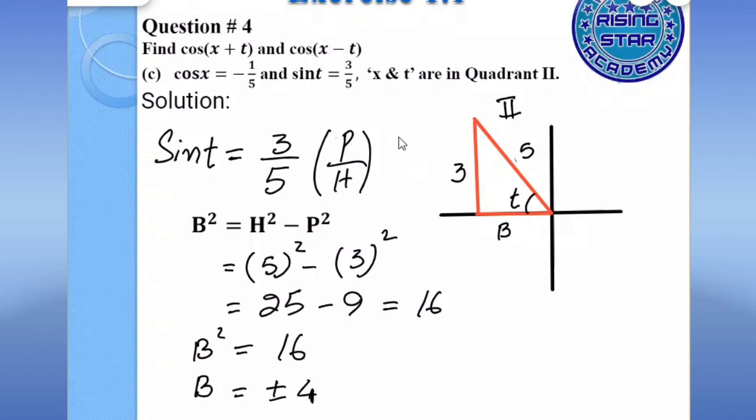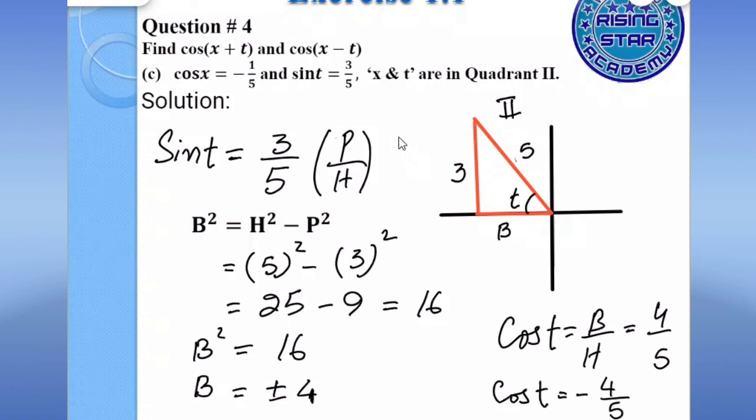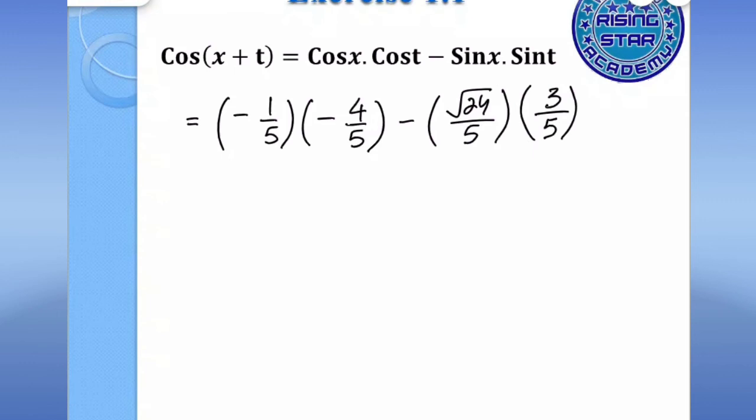Now we need to find cos of t. So cos of t is the base over hypotenuse. So base value is 4 and the hypotenuse value is 5. So in the second quadrant cos is negative. So my final answer will be cos of t is equal to minus 4 over 5. Now I would put all these answers into the function or identities that we need to find. So let's solve. So I put all the values in the function.